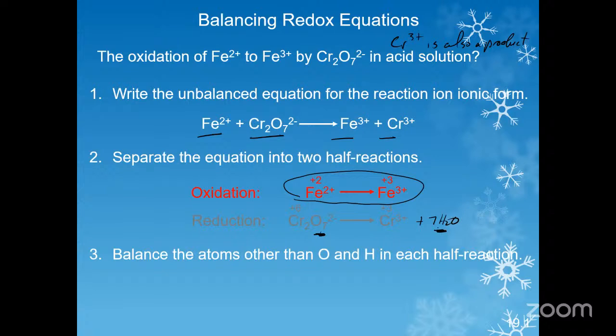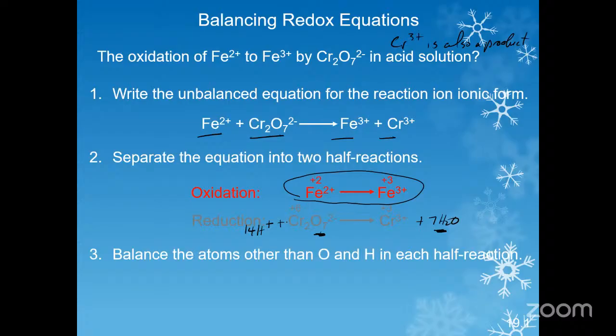However, in the second half equation, you'll notice that we have 14 hydrogen atoms here, 7 times 2, right? So that means that we need to add 14 hydrogen ions on the left side to balance with the 14 hydrogen atoms on the right side, right? So that's how we balance the hydrogens. We balance the hydrogens by adding H plus ions to the side which has the lower number of hydrogens, okay?